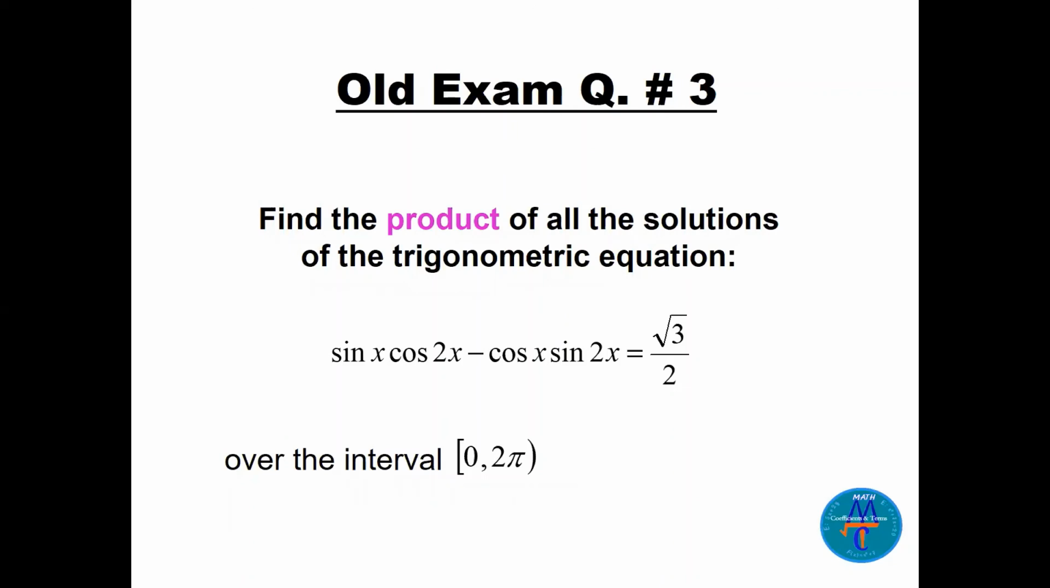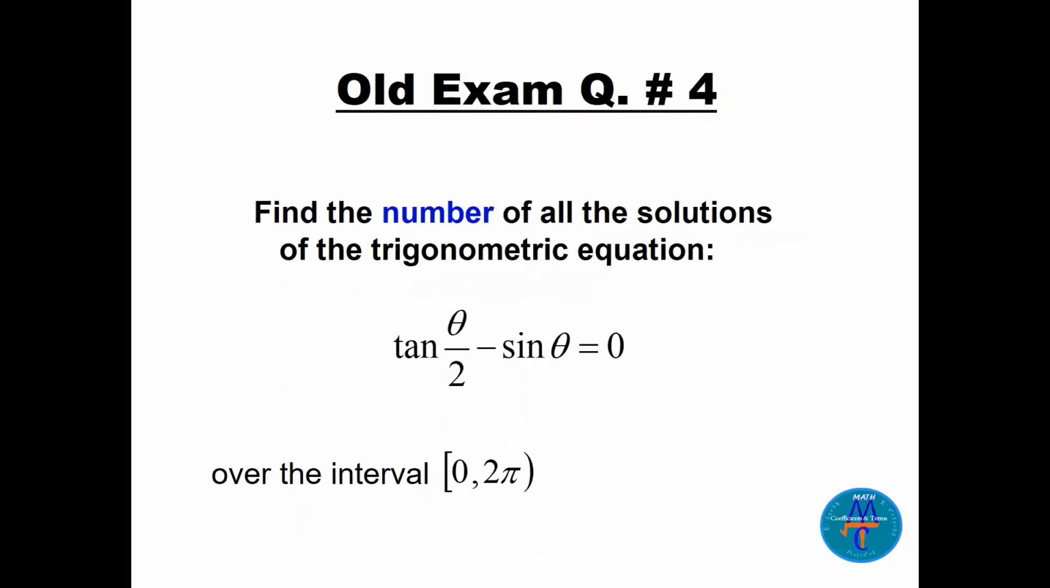Question number 3, find the product of all the solutions of this nice equation, sine of x times cosine of 2x minus cosine of x sine of 2x is equal to square root of 3 divided by 2 in the interval 0 to 2 pi. Question number 4, find the number of all the solutions. So you find the solutions and then you count them. Just say 1, 2, 3, 4, etc. Tan of theta over 2 minus sine of theta equal to 0 over the interval 0 to 2 pi.